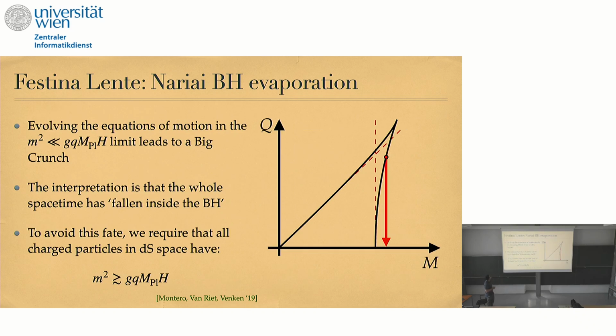And in this limit, then you can find the evolution of the black hole, and it looks something like this. So in this limit, when the charge carriers are very light compared to G m Planck Hubble, if you find the equations that describe the evolution of this black hole, you'll see that the black hole ends up jumping down here, which is a big crunch. So what you'll see is that the space-time evolves into a big crunch, and the interpretation is that the black hole has jumped down there.